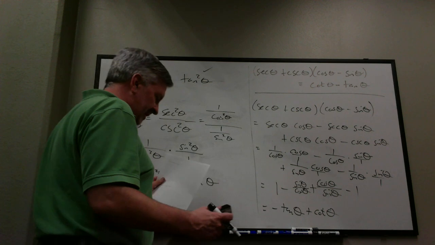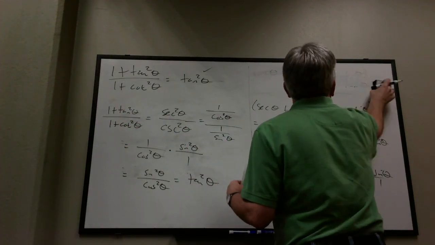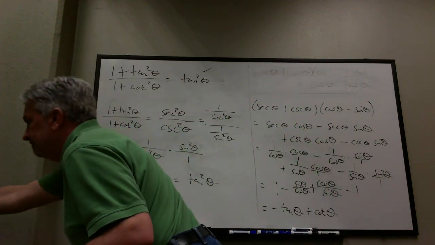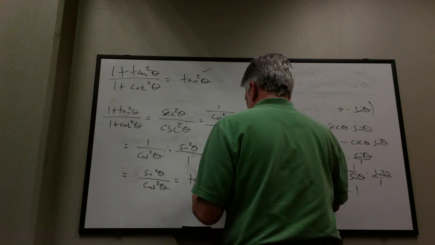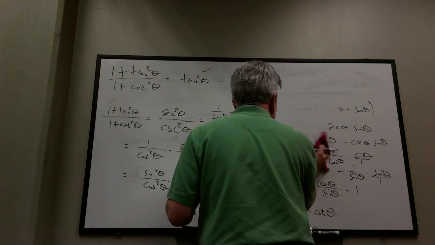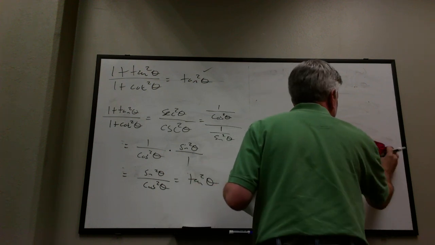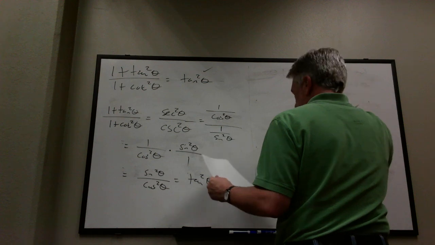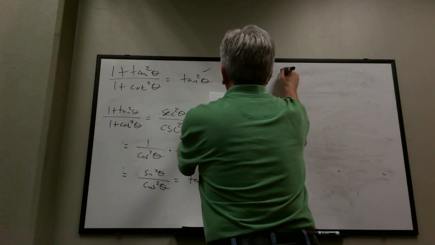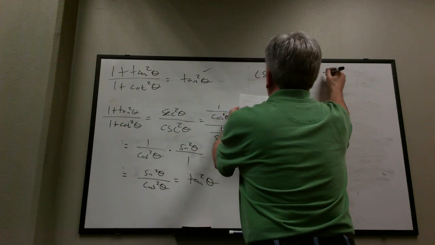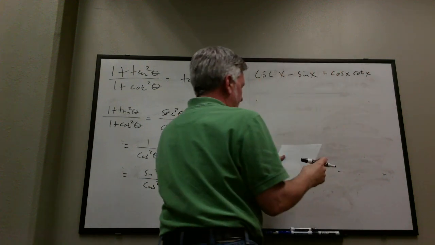Okay, let's do the next one. Okay, so the next one says cosecant x minus sine x is cosine x cotangent x.